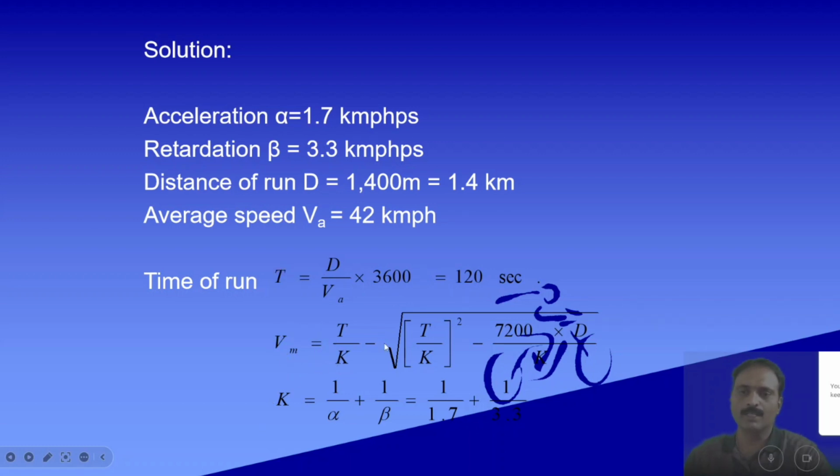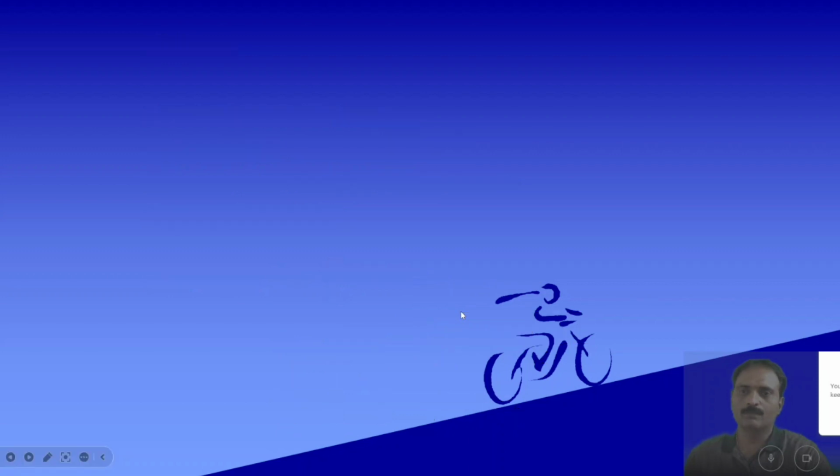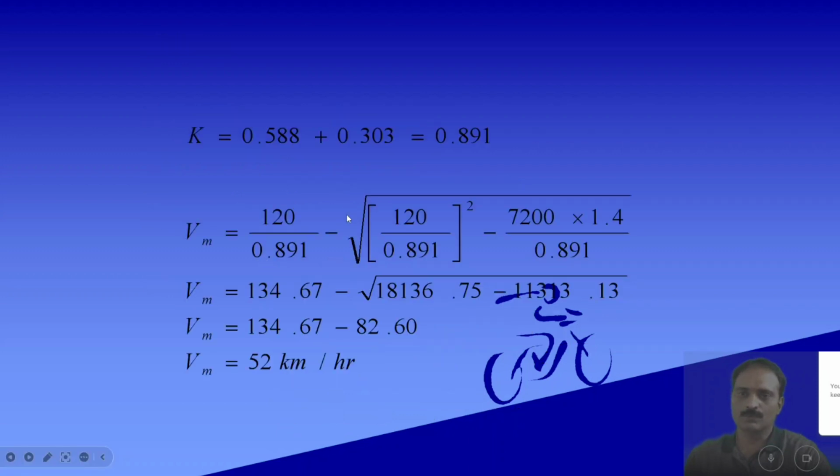Once we get the value of T, substitute in the formula for Vm. Vm is equal to T by K plus or minus. Already I told you that plus is not going to be considered because the value of Vm becomes an unexpected value which is not practically possible. So T by K minus root of T by K whole square minus 7200 d by K. Each and everything is known to us. T is 120, K we can find out from 1 by alpha plus 1 by beta. Substitute the values and simplify, you get the maximum speed as equal to 52 kilometers per hour.